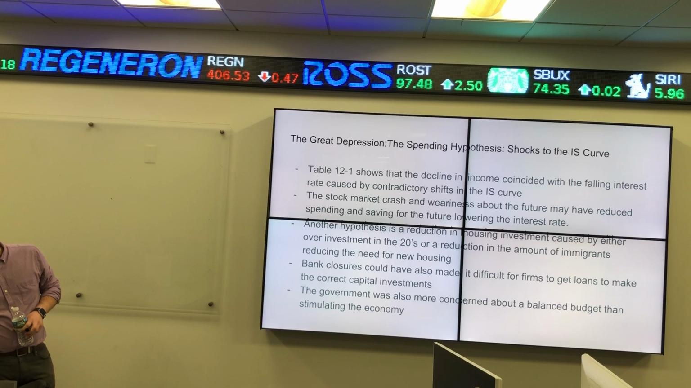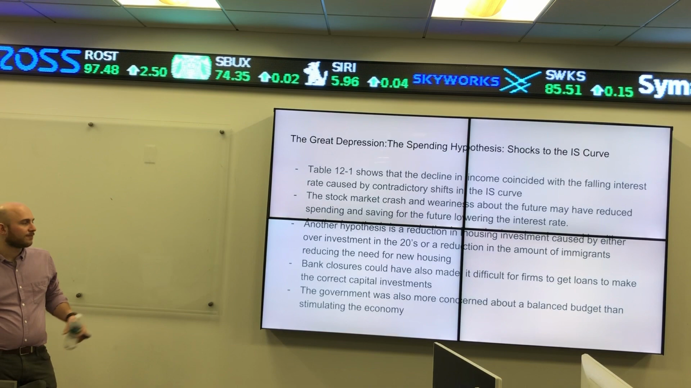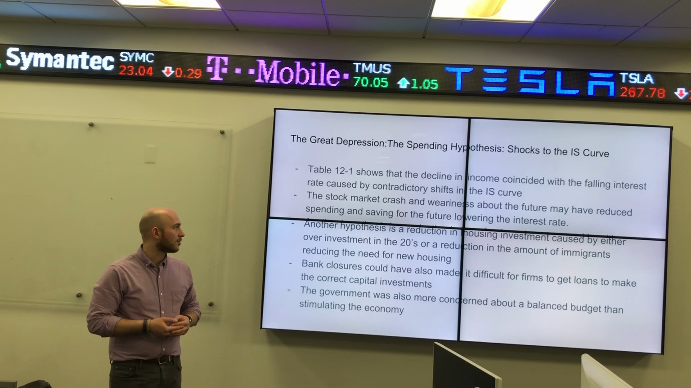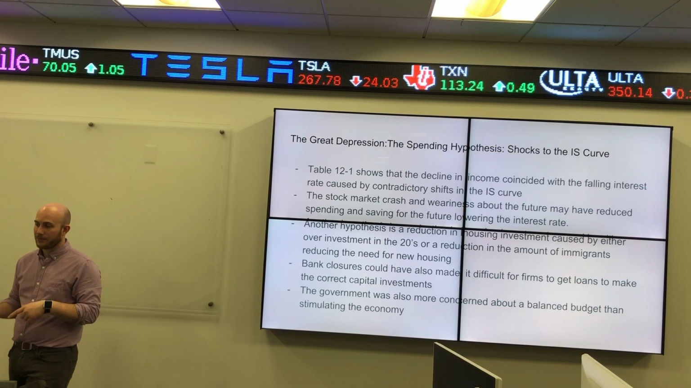The Great Depression. So table 12.1 is going to be in this PowerPoint, but it'll show that the decline in income coincided with the fall in interest rates caused by contradictory shifts in the IS curve. So the stock market crash and the wariness about the future may have reduced spending and saving for the future, lowering the interest rate.